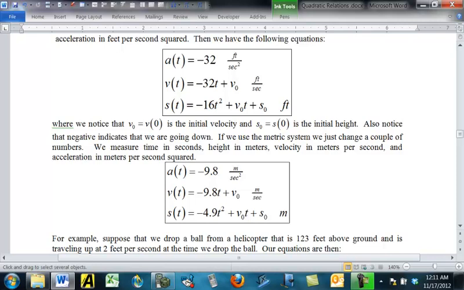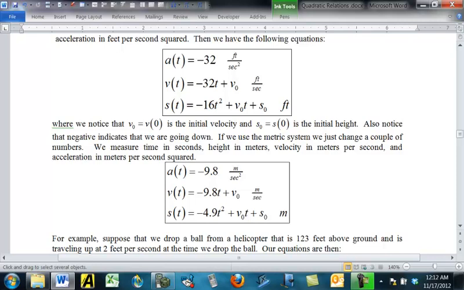s sub 0 and v sub 0 are constants. The height is in feet, the velocity is in feet per second, and the acceleration is in feet per second squared. If we do it in the metric system, the formulas are the same, except the acceleration is negative 9.8, the velocity is negative 9.8t plus v sub 0, and s of t, which is the height, is negative 4.9t squared plus v sub 0 t plus s sub 0. The units are meters, meters per second, and meters per second squared for the height, velocity, and acceleration respectively.